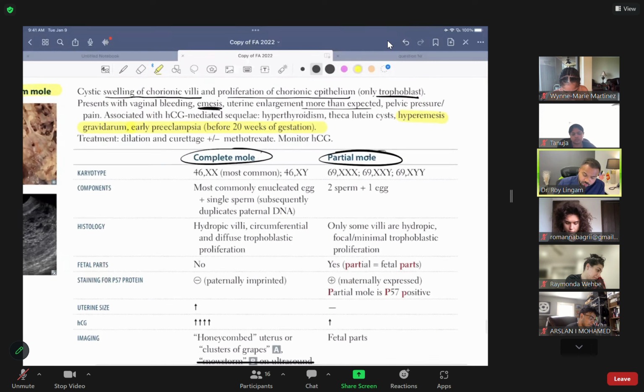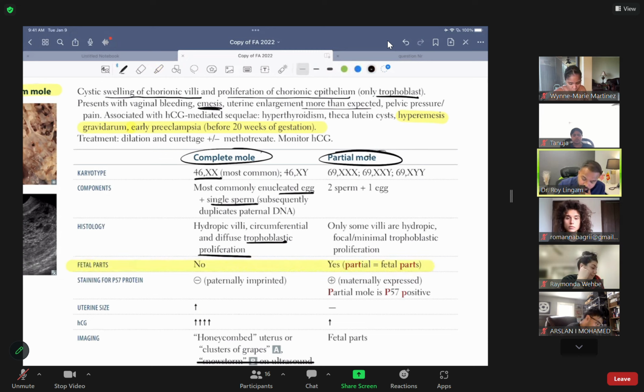Now, if you see the complete and partial mole, how to differentiate? Look at this. Complete, it's 46 chromosome, 23 and 23, right? So one egg and one sperm, 23, 23, that's 46, folks. That's why you get it. And the histology is simply those trophoblastic proliferation. Those are the tissue. Trophoblast has two types, if you remember. Syncytial trophoblast, cytotrophoblast. Okay, those are the two. Now, the way I pick the answer on the exam is by this.